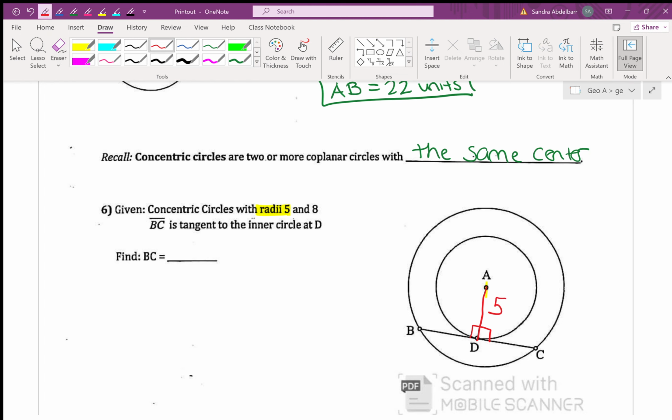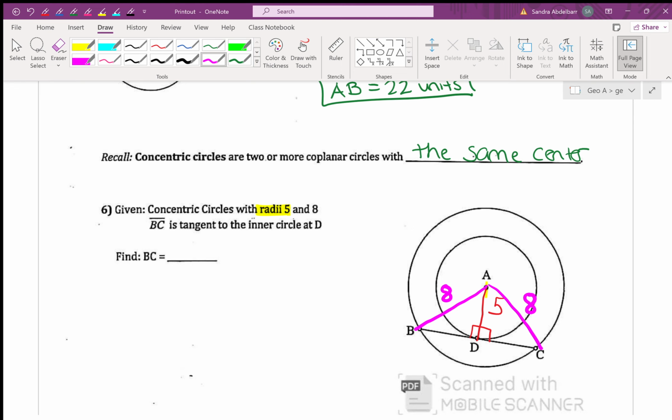So now, since it's always about triangles, mostly right triangles, where do you think I'm going to draw the bigger radius now? Where do you think I'm going to draw the radius of the larger circle, that 8-unit radius? Simon? AB and AC. You got it. I'm going to go AB. That is 8. Or you could do AC. That is also 8.